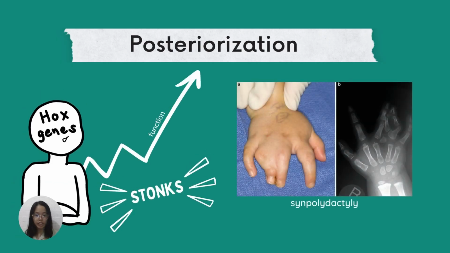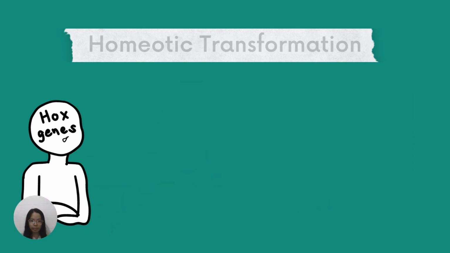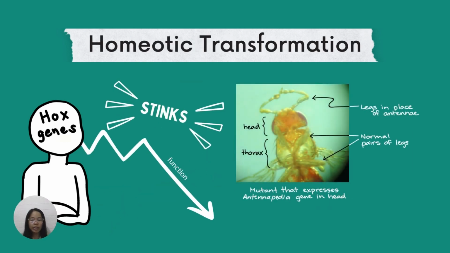When the function of Hox genes increases more than normal, it causes a posteriorization in the affected area, causing complications such as synpolydactyly, which is the fusion of fingers, specifically the ring and the middle finger, such as seen in the slide, or the toes. On the other hand, homeotic transformation occurs when genes lack function, resulting in the replacement of one body part with another, typically in a specific segment of an organism's body plan.